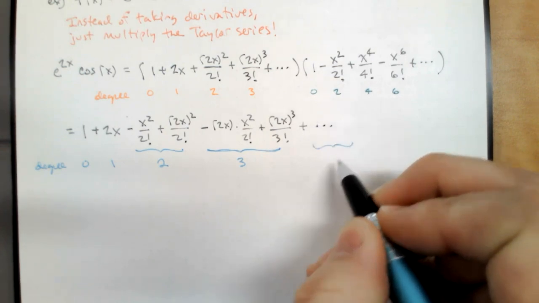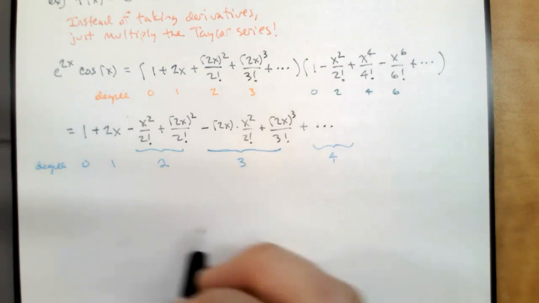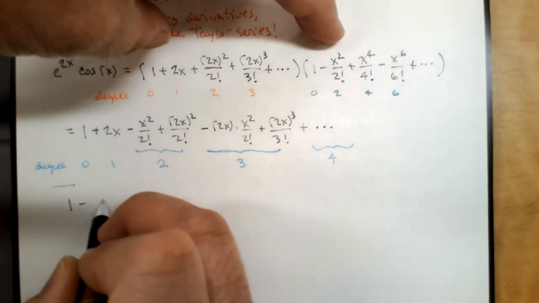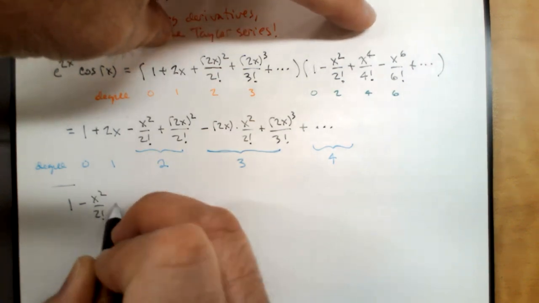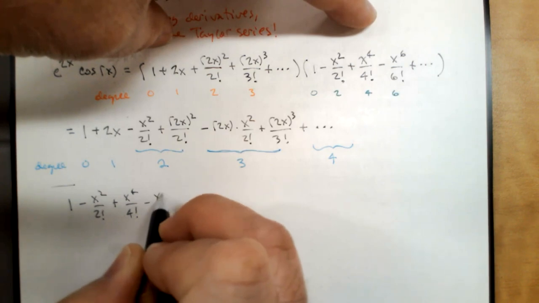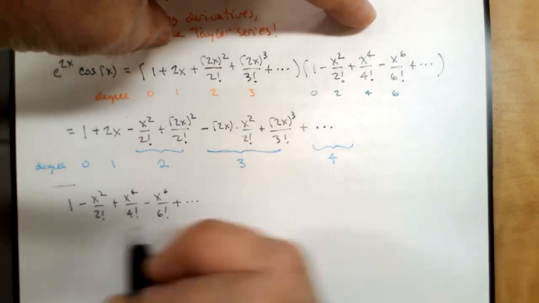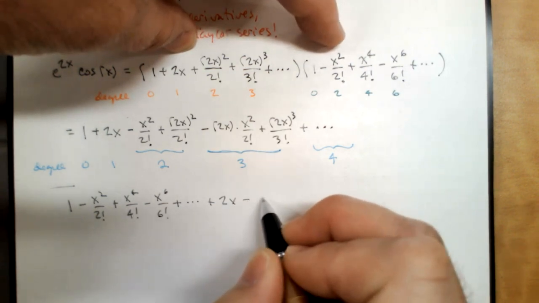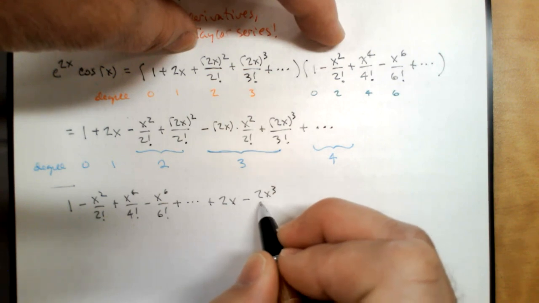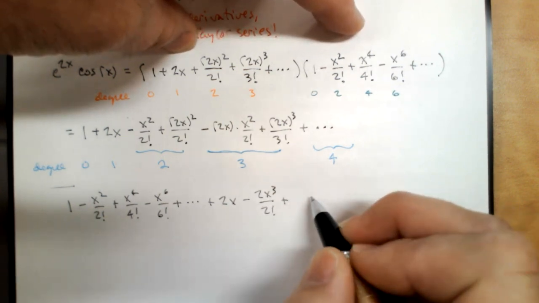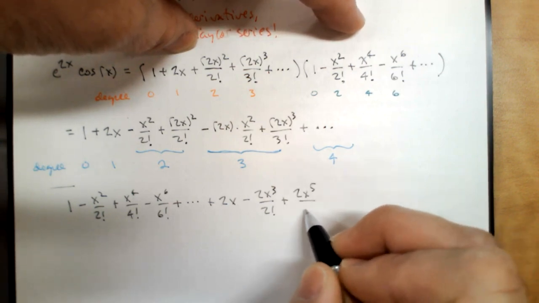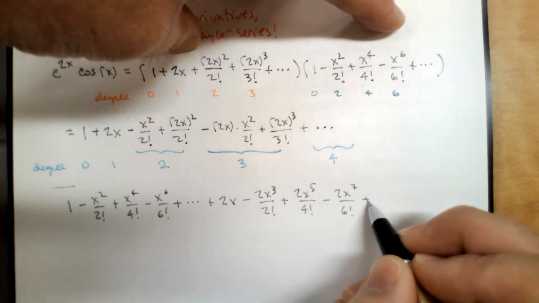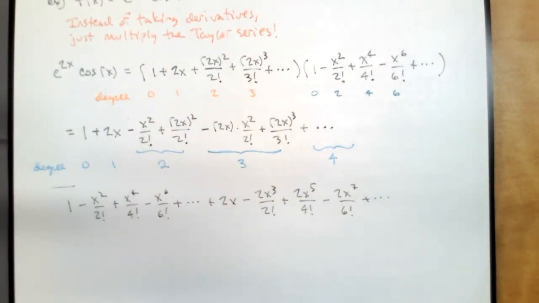Here's going to be our first degree 4 term. If I think about this multiplication, I'd have 1 times 1, minus x squared over 2 factorial, plus x to the fourth over 4 factorial, minus x to the 6th over 6 factorial. Then I would have to go through and multiply by the 2x. 2x times 1, 2x cubed over 2 factorial, plus 2x to the fifth over 4 factorial, minus 2x to the seventh over 6 factorial. Then I have to multiply by the 4x squared over 2 factorial.